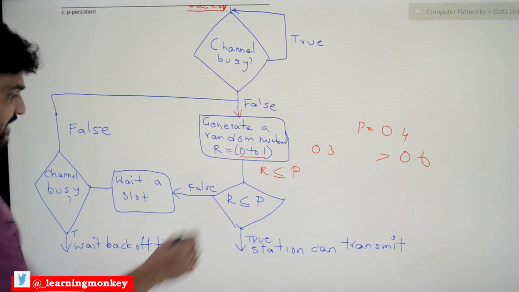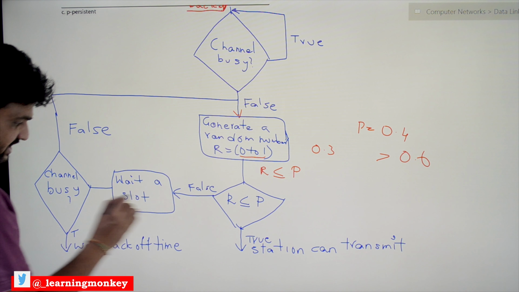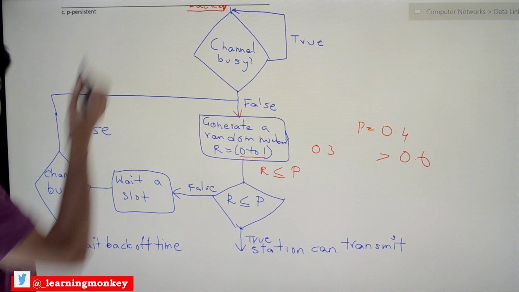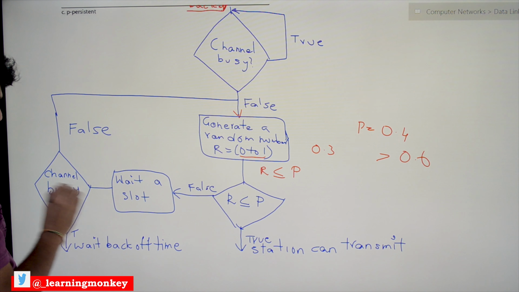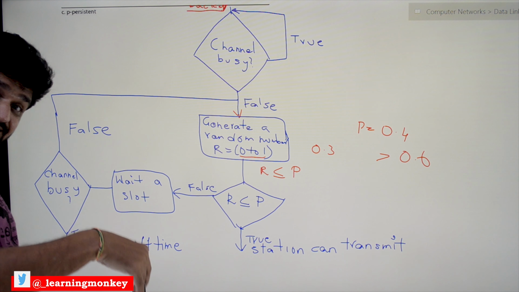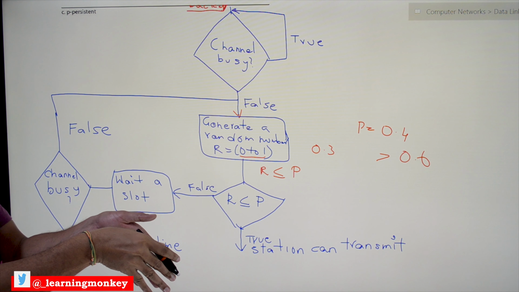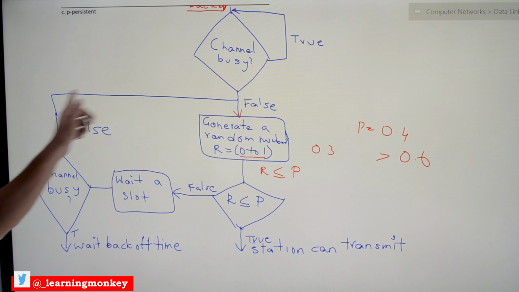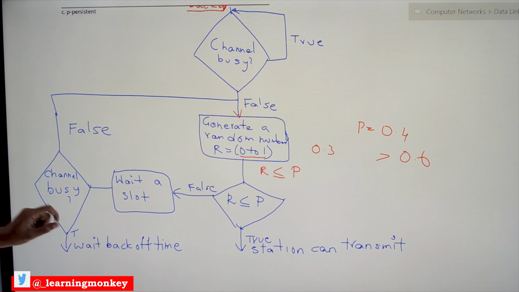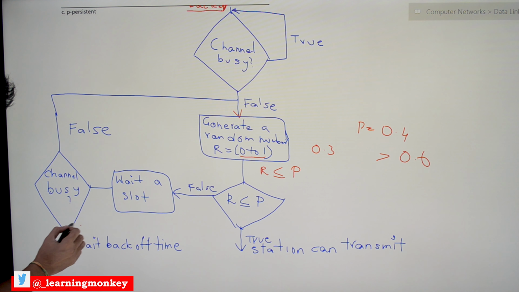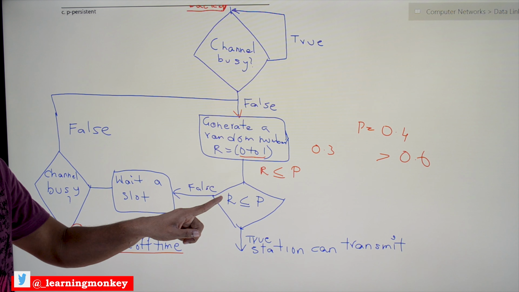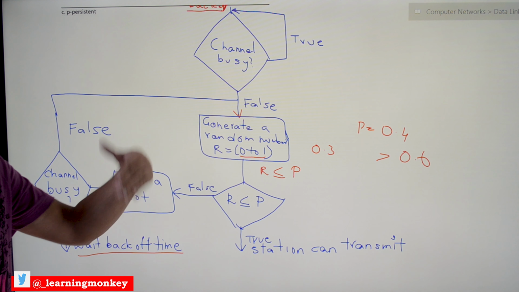If that happens, if it is false, wait for the slot time. So we have to wait for the slot time. After that, again we have to check the channel. If it happens to be busy, if it is true, we have to wait for the back-off time. Again we have to sense it.